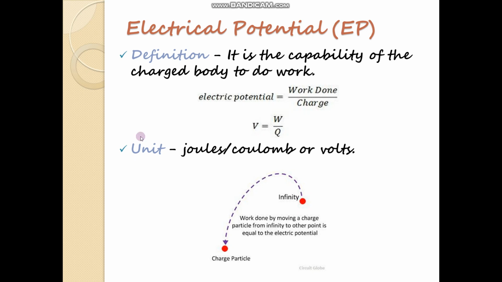For example, this is a charged particle and it moves from the infinity point to another point. Work is done here. How to find the electric potential? It is the work done divided by charge. As the unit of work done is joule and the unit of charge is coulomb, the unit of electric potential is joules per coulomb or simply volt.